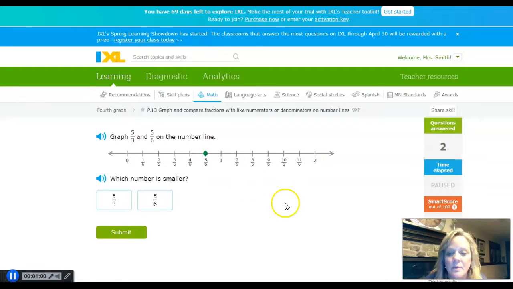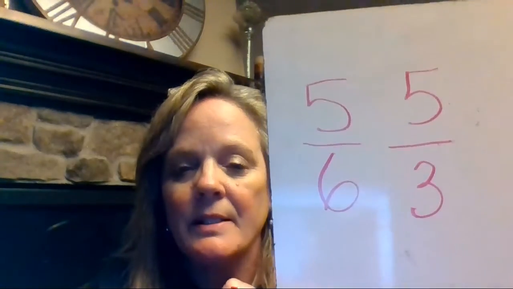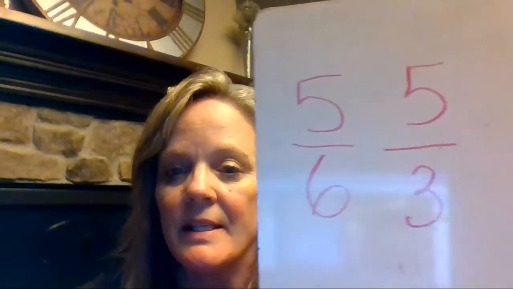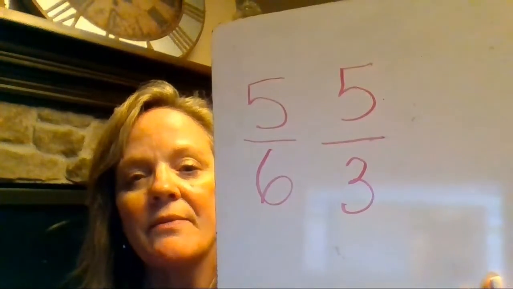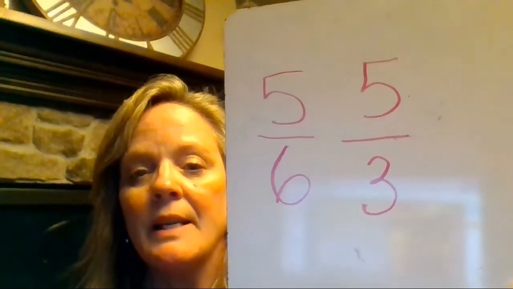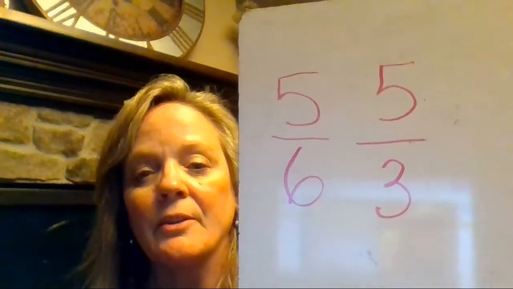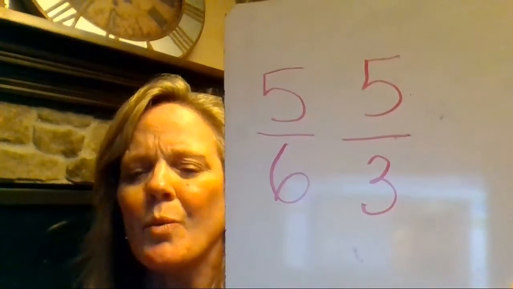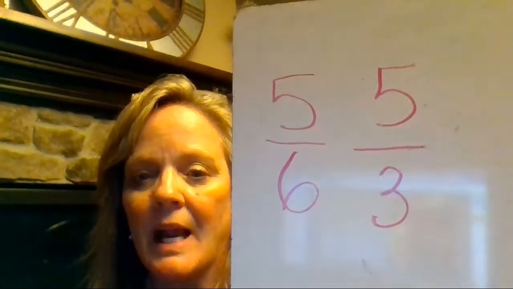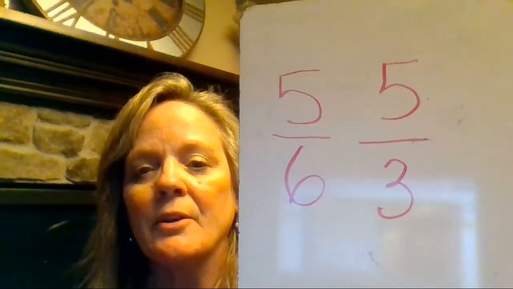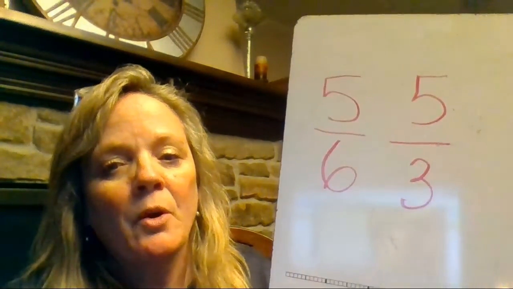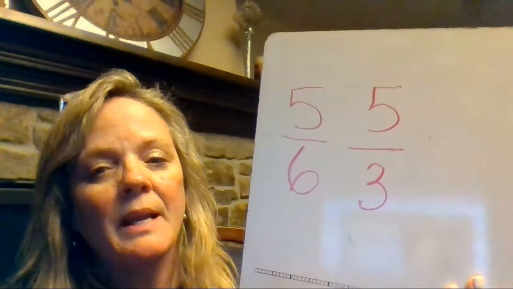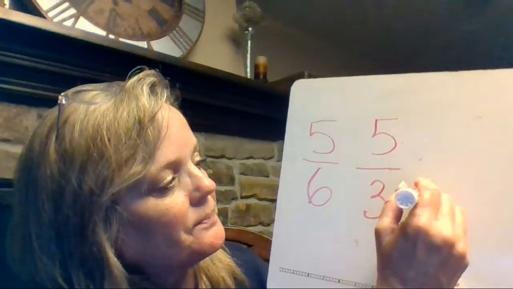So for this, what I'm going to do is, I've already placed 5/6. What I need to do is try to determine where I can place 5/3. Well, I need to have my denominator be a 6. So what can I multiply 3 times to have my denominator be a 6? Well, the number that I can multiply it by would be the number 2. 3 times 2 is 6.